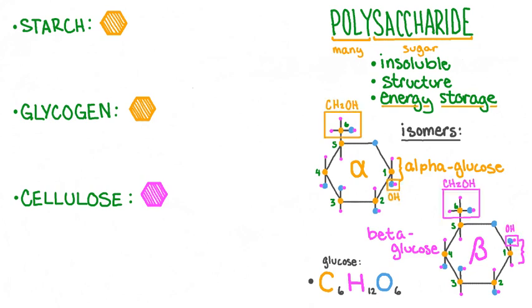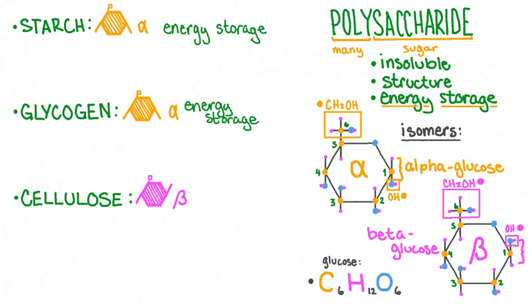In alpha glucose, the hydroxyl group attached to the first carbon is on the opposite side of the molecule from this CH2OH group that you see here. And in beta glucose, that hydroxyl is on the same side as the CH2OH group. So I've added a little bit more detail to the diagrams of each of these monomers to help us to tell them apart. Starch and glycogen are made of alpha glucose monomers.